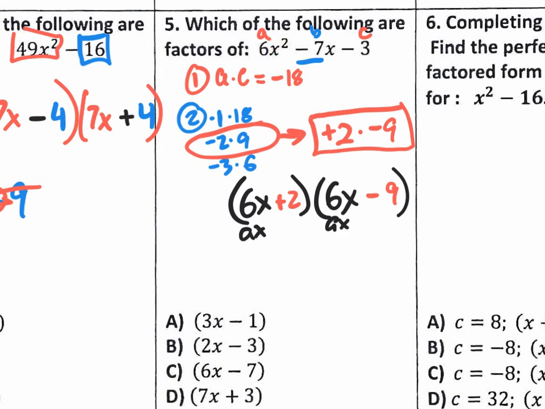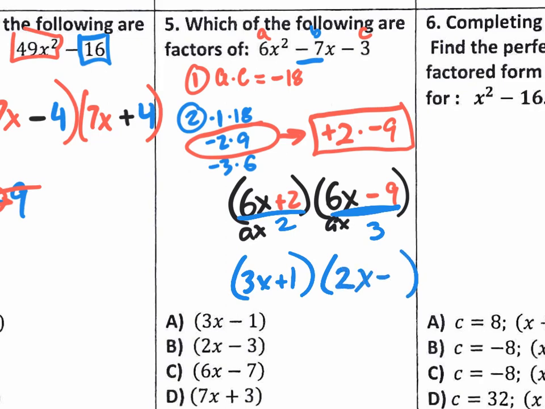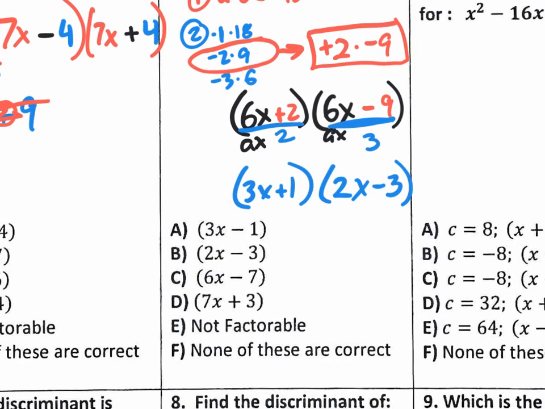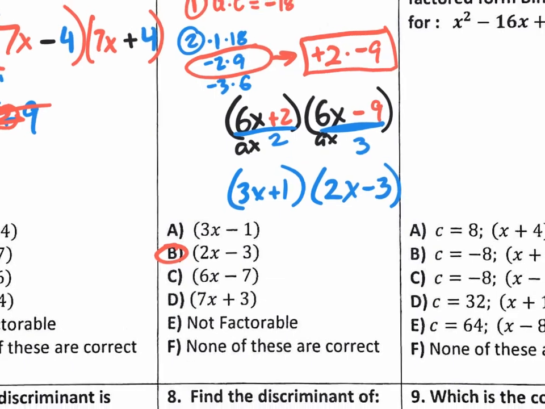Fourth step on the shortcut is magically divide, right? Magically reduce. The first binomial, you're going to divide this first binomial by what? 2. And the second binomial, I'm going to divide it by what? 3. So my first binomial will be 3x plus 1. My second binomial will be 2x minus 3. So there's my factored form. Which one's the answer? B. Only B, right? Okay.